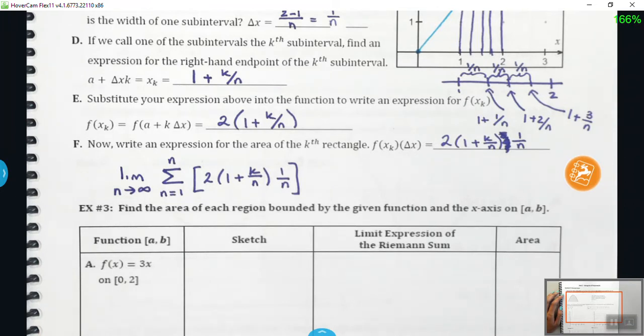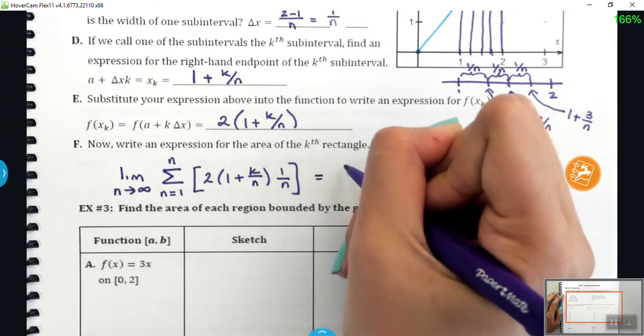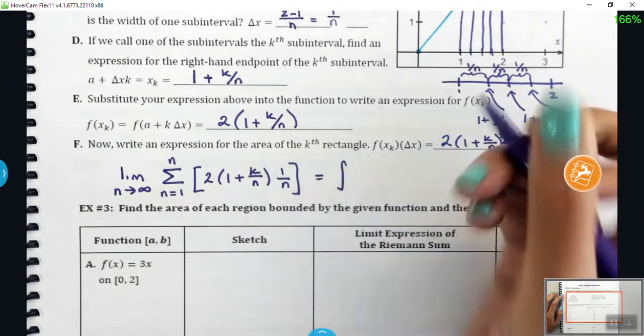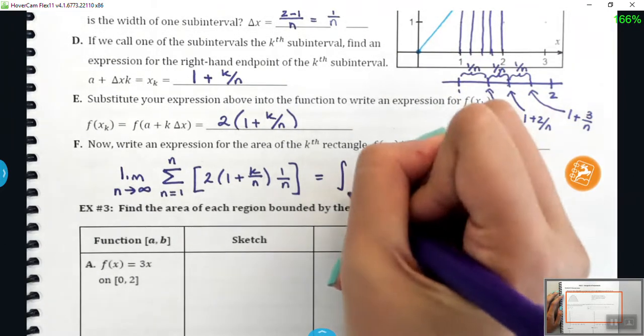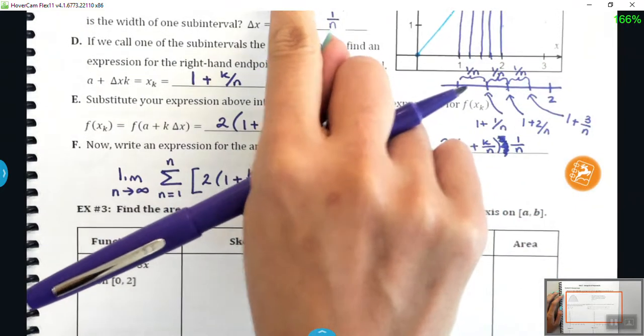Okay? What this represents is an integral, a definite integral. So this is equal to, and this is integral notation, the integral from 1 to 2 of our function 2x.